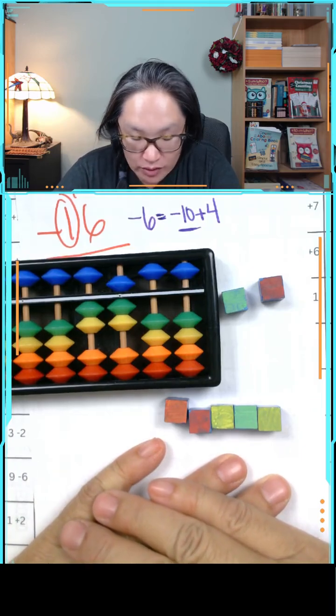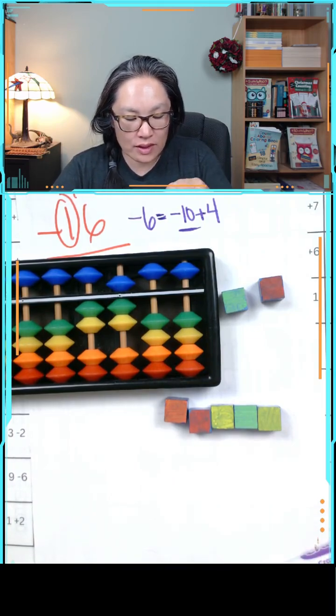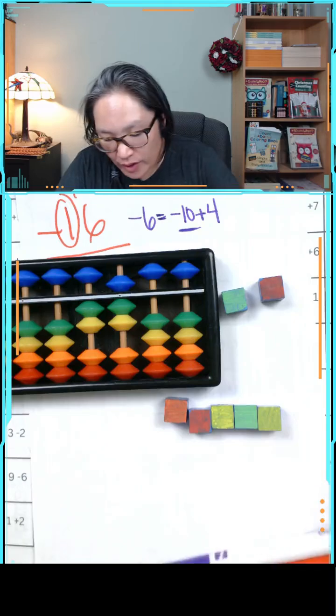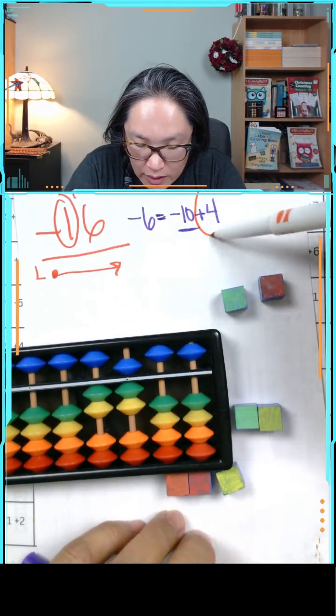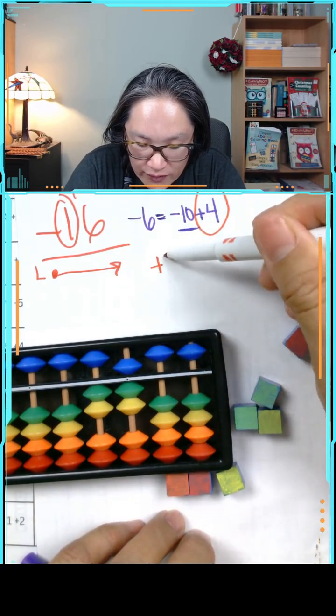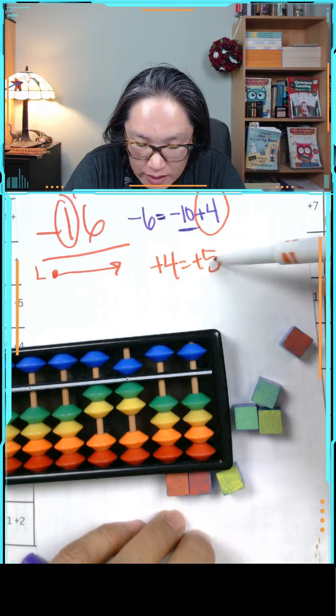It's a 2-step equation. Yes, thank you. It is minus the 5 plus the 1. It is a 2-step equation because what we need to do is plus 4 is equal to plus the 5 minus the 1.